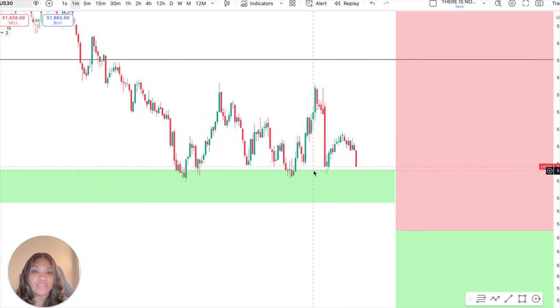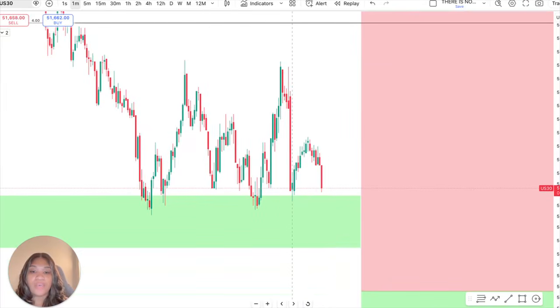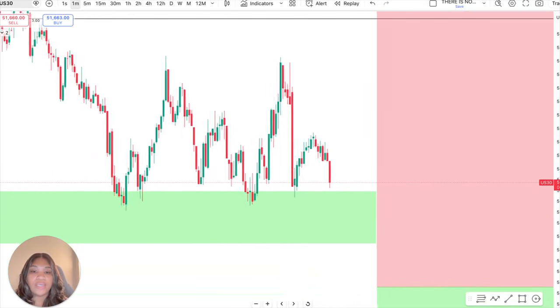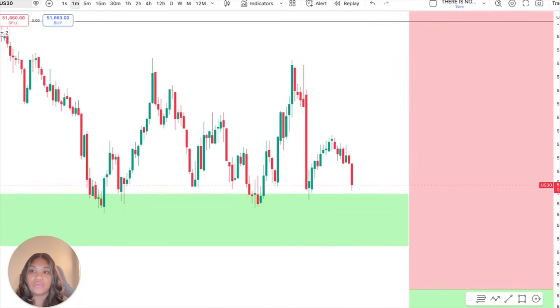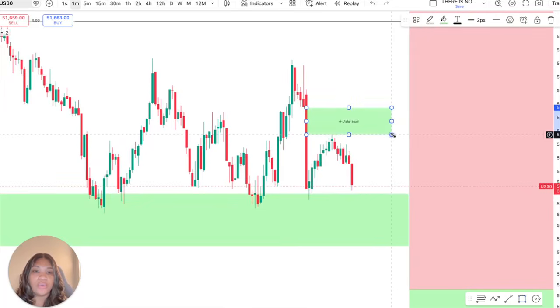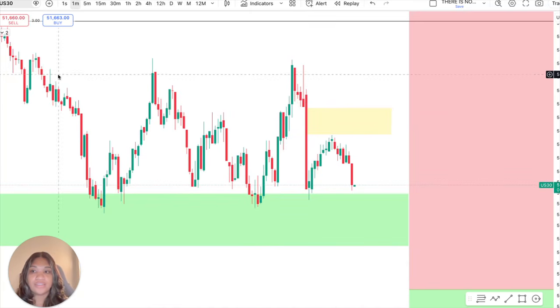Okay, so now what we're going to do is we're going to look to see where we can get a really nice entry on the way down. Okay, once again, we're measuring to see where price has left behind imbalance, possible sell orders.